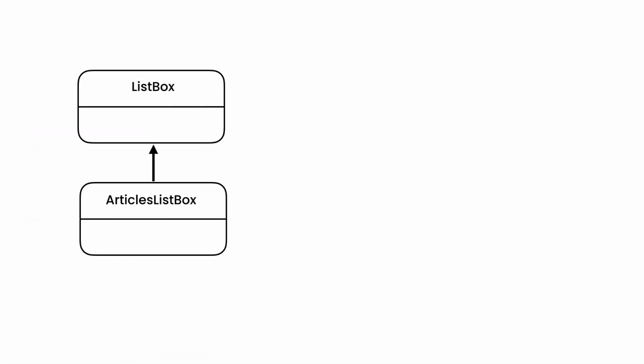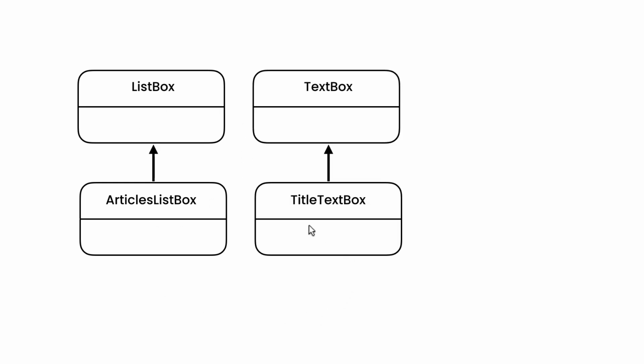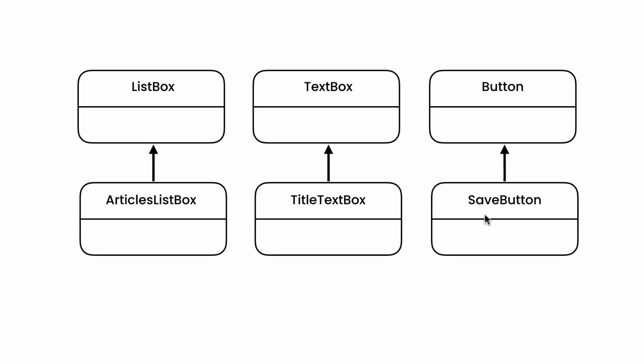One way to solve the problem in the last video is by using inheritance. So in our application, we can create a new class called articles listbox that extends the listbox class. Similarly, we can create a new class called title textbox that extends the textbox class, and the save button class that extends the button class.